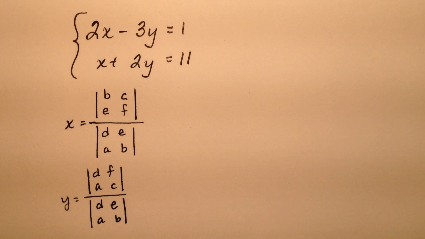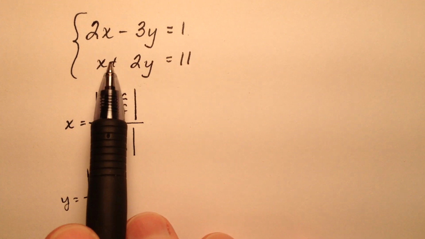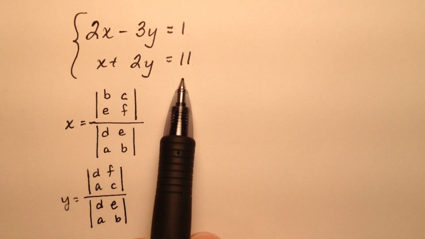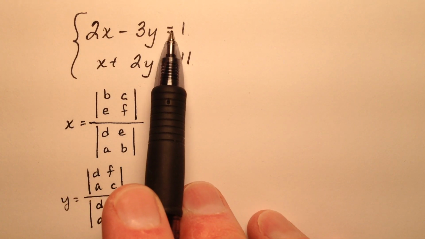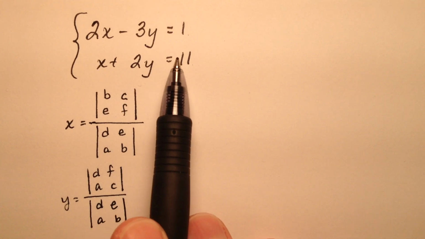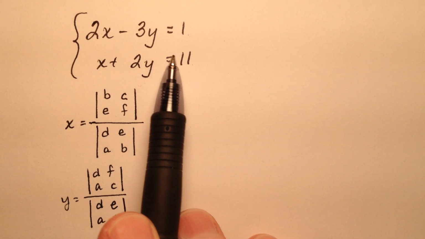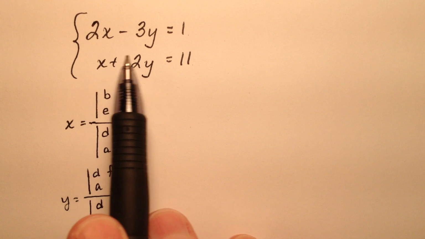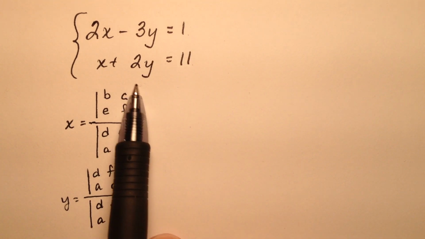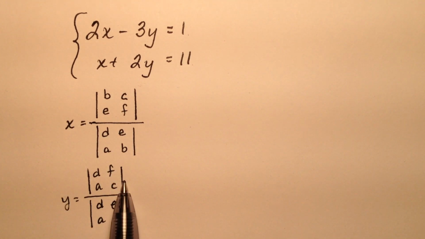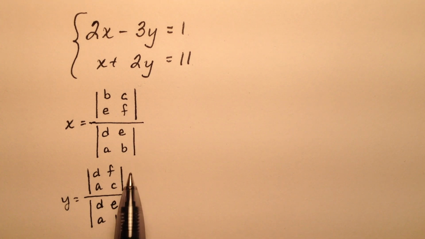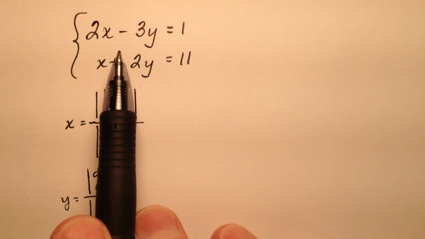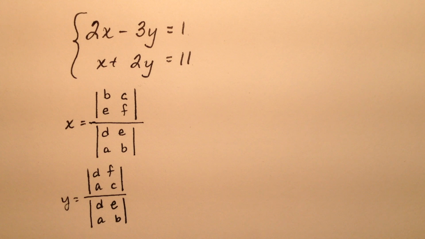Here, we're going to solve this system of equations using Cramer's rule. So the first thing that we need to make sure of is that each one of these equations is in standard form. And we see that it is because it's x, y equals number, x, y equals number. Okay? So we're going to go ahead and use these coefficients and the constants, and we're going to plug them into Cramer's rule, which is going to create this ratio of determinants from the coefficients and the constants.